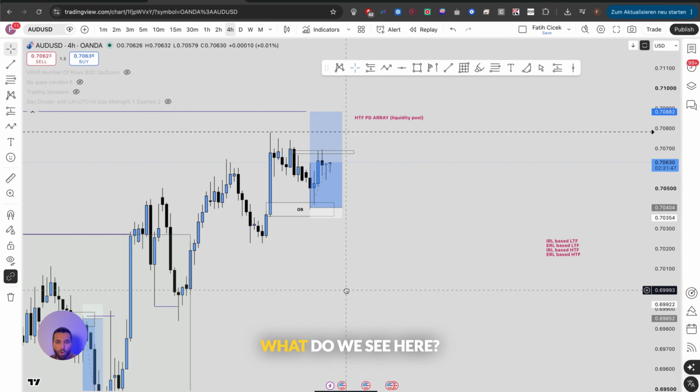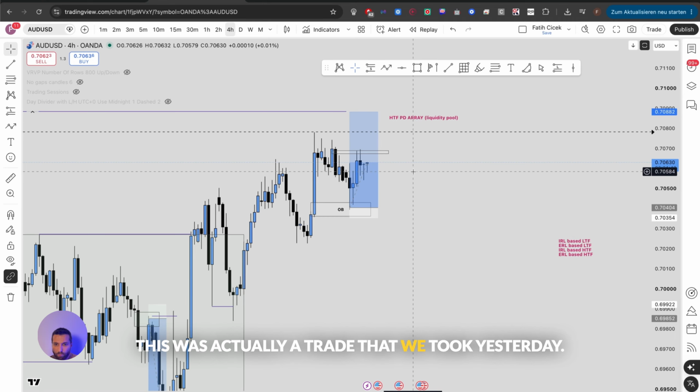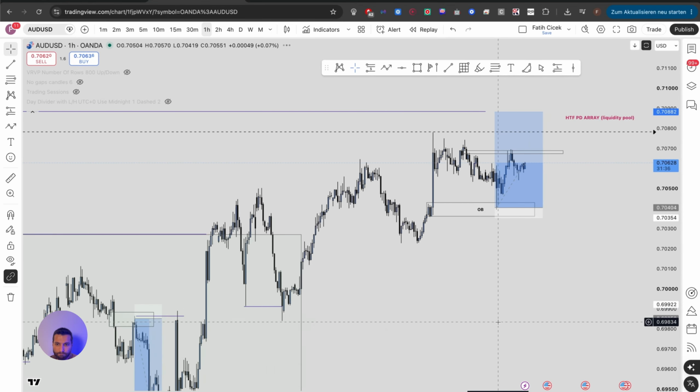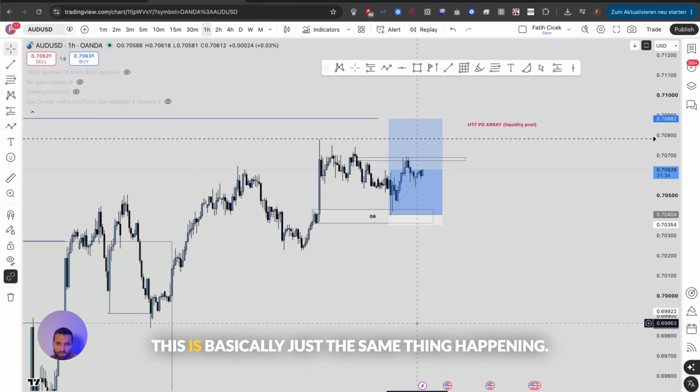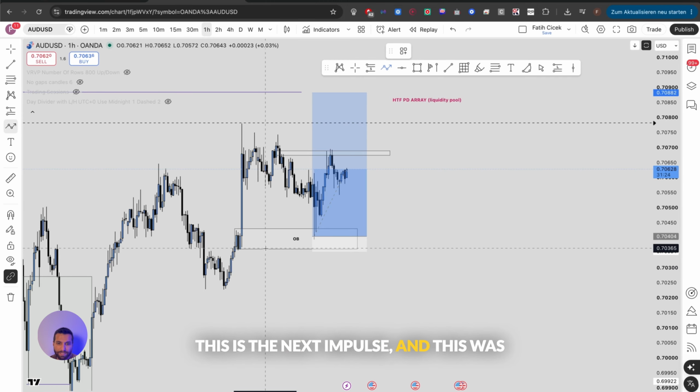Okay, what do we see here? This was actually a trade that we took yesterday. So let's go down to the 1 hour time frame. Okay, this is beautiful, guys. This is basically just the same thing happening. We're seeing this move, this main impulse over here. This is the next impulse, and this was our very last 1 hour order block.